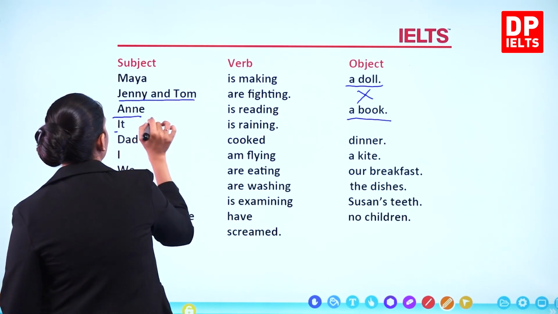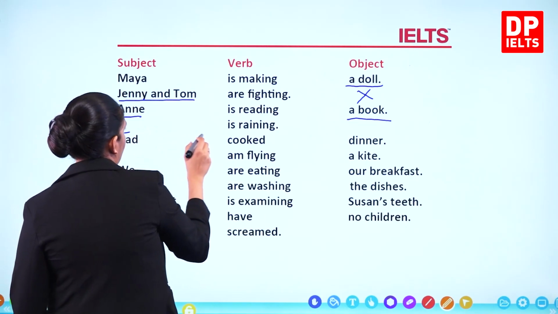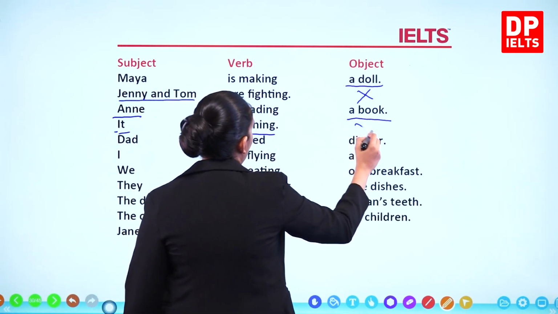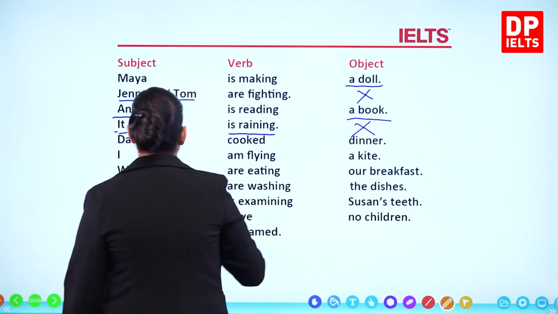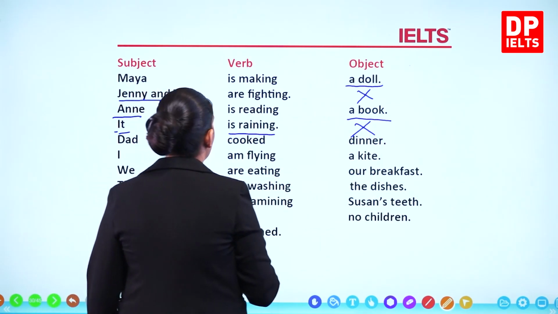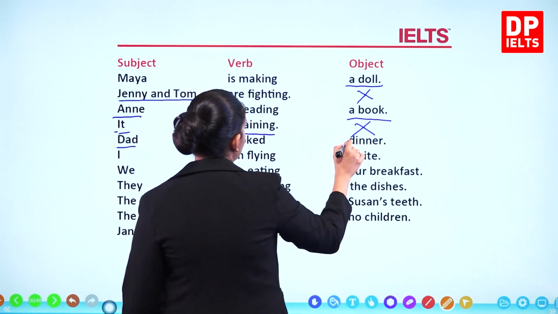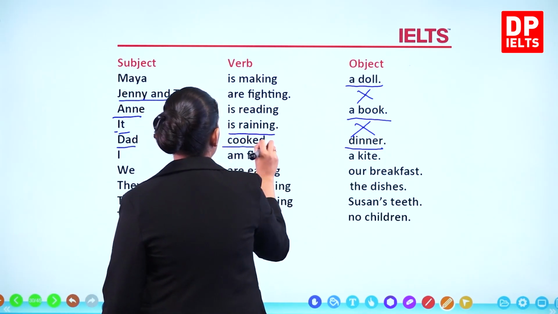What is raining? It is raining. So raining is the verb. There is no object. Dad cooked dinner. Who cooked dinner? Dad. What did he cook? Dinner. What was the action? Cook.